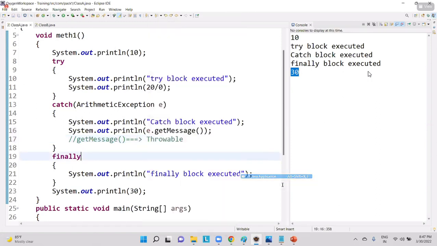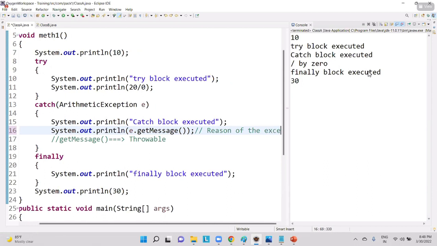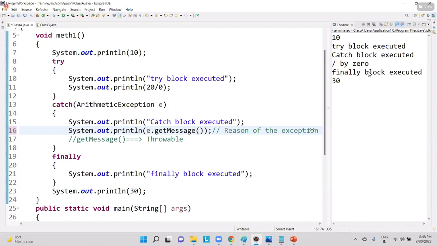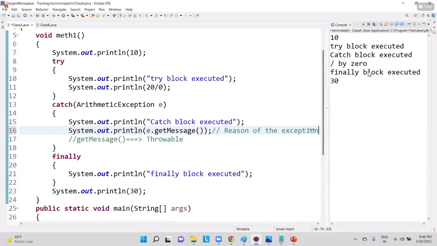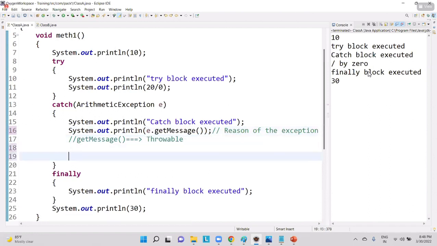Okay. Now please observe the output. Right click, run as Java application. What is this getMessage printing, guys? What is that getMessage method printing? The reason of the exception. Why the exception occurred? Because you are dividing a number by 0. Did you understand what is the use of this getMessage method? The getMessage method will print the reason of the exception.